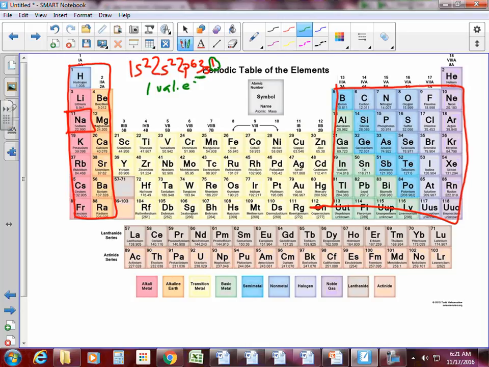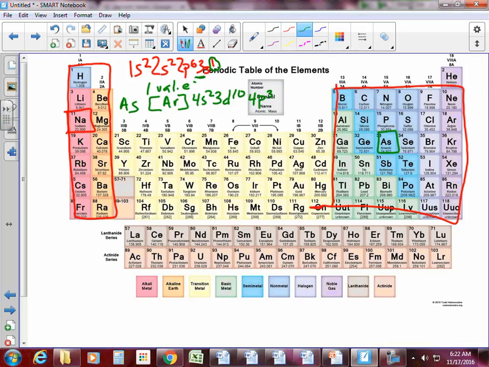Let's say we look at arsenic. We're going to use the noble gas notation for arsenic. So As, argon is in front of it, and then we have 4s2, 3d10, and then 4p3.